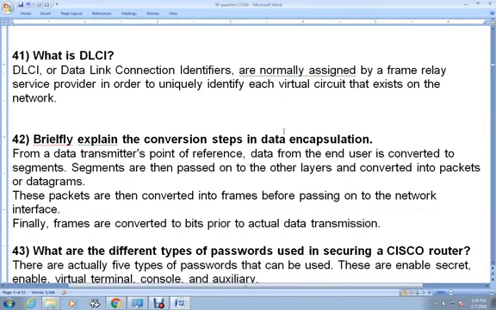What is DLCI? DLCI, or data link connection identifiers, are normally assigned by a frame relay service provider in order to uniquely identify each virtual circuit that exists on the network.